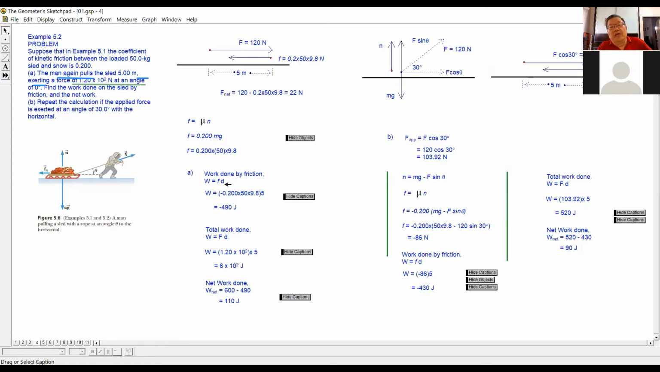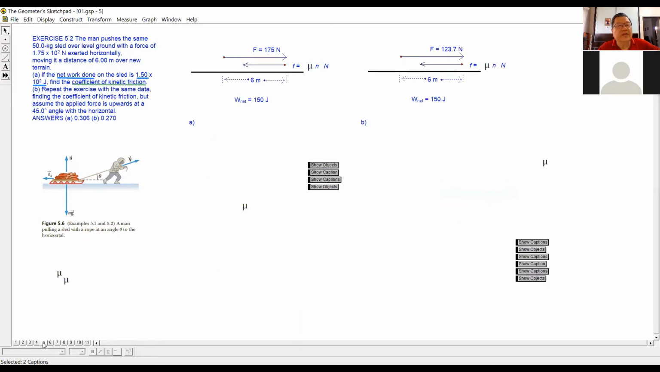But there are two types of work done. One is the total work done. Another one is the work done against friction. Another one is the net work done. So there are three types of work done. One is the work done by friction. Second is the total work done. Third is the excess force, the net work done. Okay, so now we start.